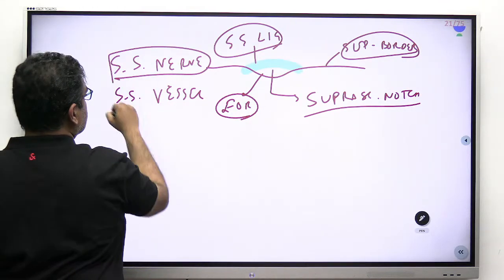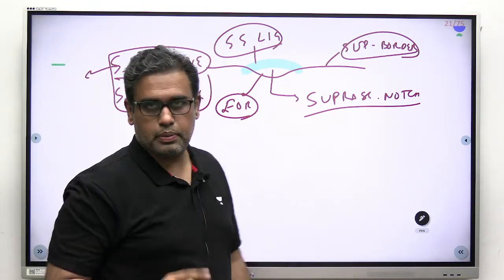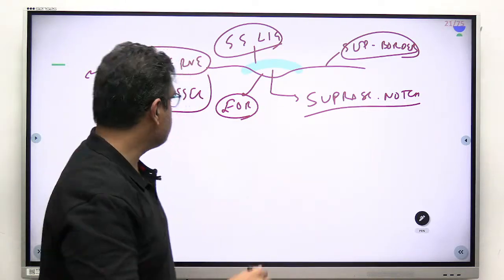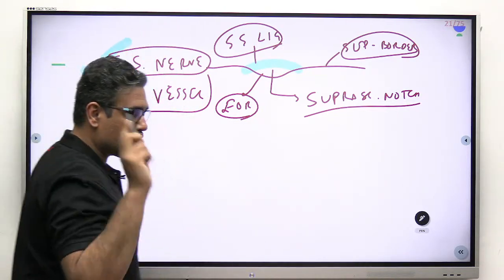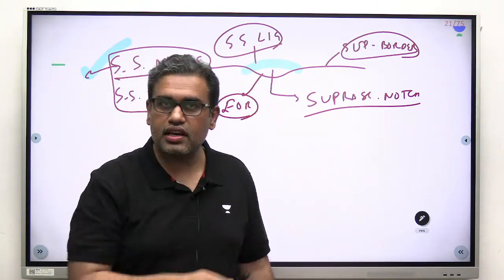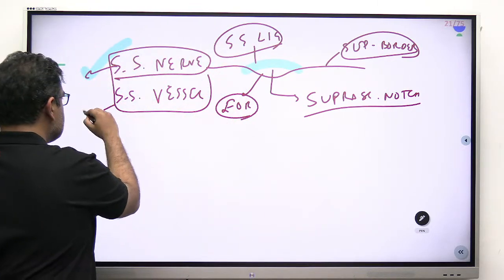You should know where these branches are coming from. The suprascapular nerve is coming from the upper trunk of the brachial plexus. Remember this, the upper trunk of the brachial plexus. And the suprascapular artery is a branch of the subclavian artery.